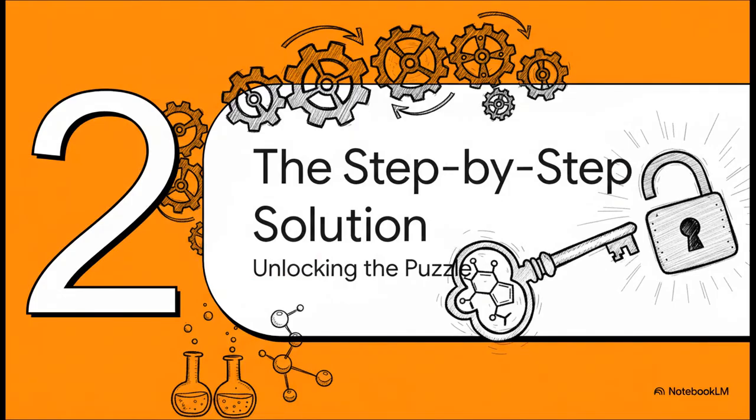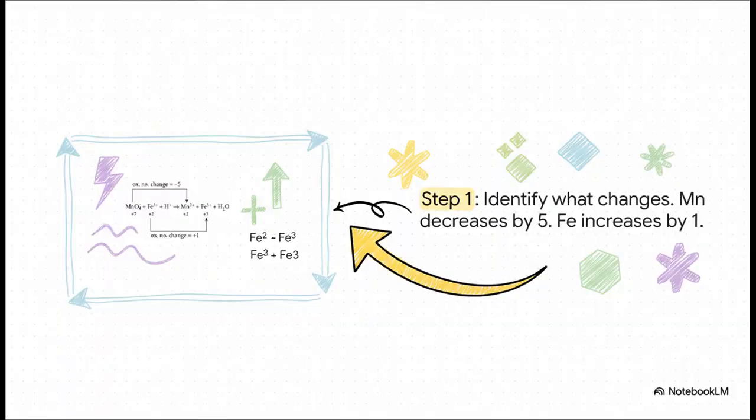All right, we have forged the key. We understand the rules. Now, let's go back to that monster equation from the beginning and use what we know to unlock it, step by step. Let's do this. Okay, step 1. We assign oxidation numbers to everything in the equation and find out what's actually changing.